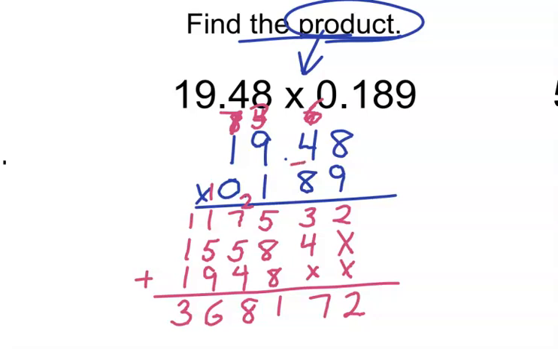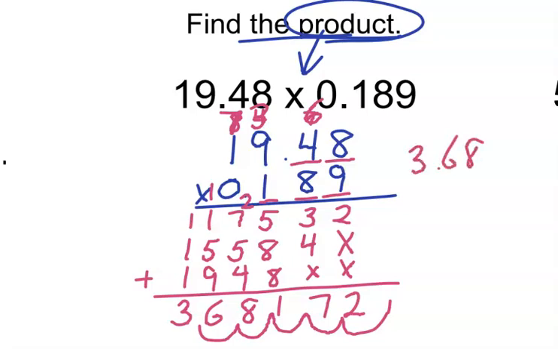How many places are we going to move the decimal? 1, 2, 3, 4, 5 places. Okay, so we're going to move over 1, 2, 3, 4, 5 places. So the answer is going to be 3.68172.